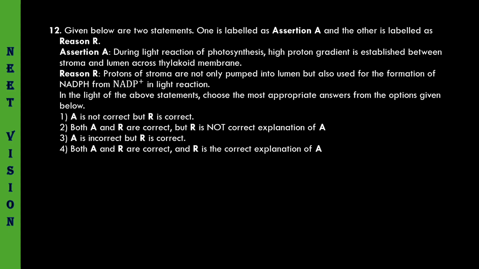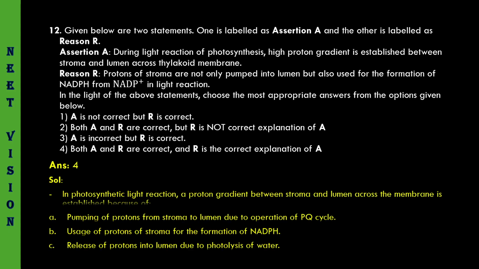Assertion reason type. Assertion: During light reaction of photosynthesis, a high proton gradient is established between stroma and lumen across the thylakoid membrane. Absolutely true. Reason: Protons of the stroma are not only pumped into the lumen but also used for the formation of NADPH from NADP+ in light reaction. Absolutely true. A is correct, R is correct. The reason clearly explains the assertion. Hence, A and R are correct, and R is the correct explanation of A. The fourth option is correct.